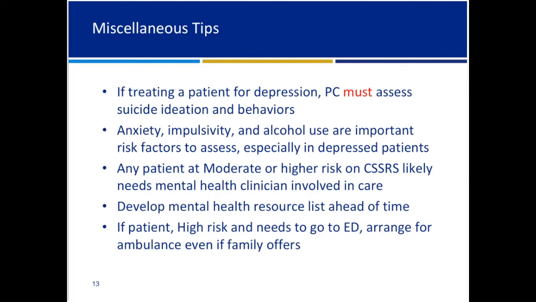And if the patient is at high risk and needs to go to the emergency department, it's important to arrange for an ambulance, even if the family member offers, to avoid problems with a medical decision that the patient needs emergency care that contradicts what the family believes, and then the family members take the patient home and the clinician is left in a tough spot with a decision to send the patient to the ED, but the patient never gets there.